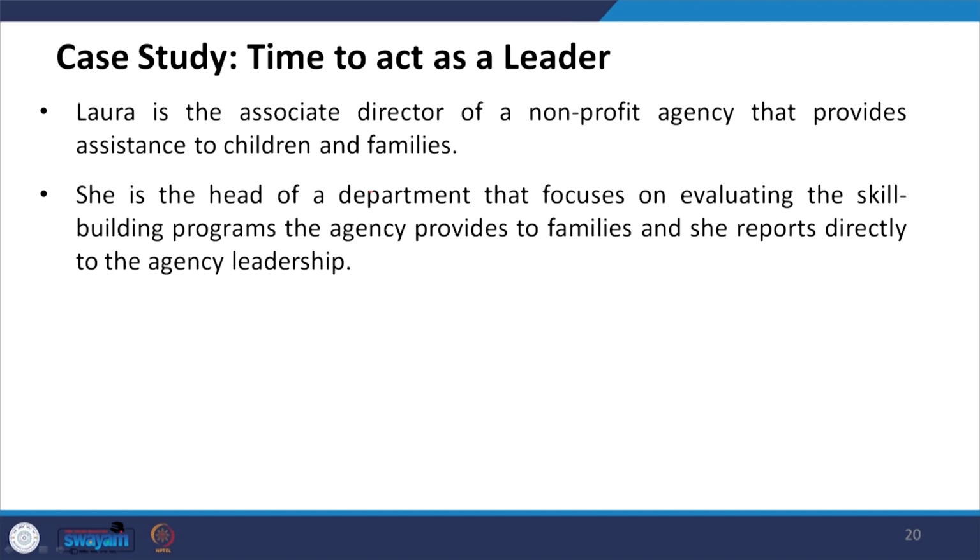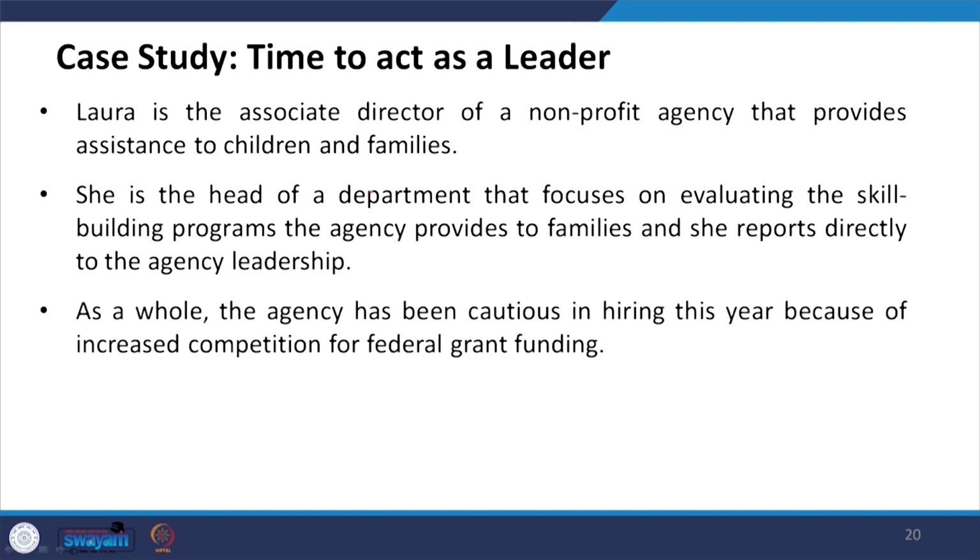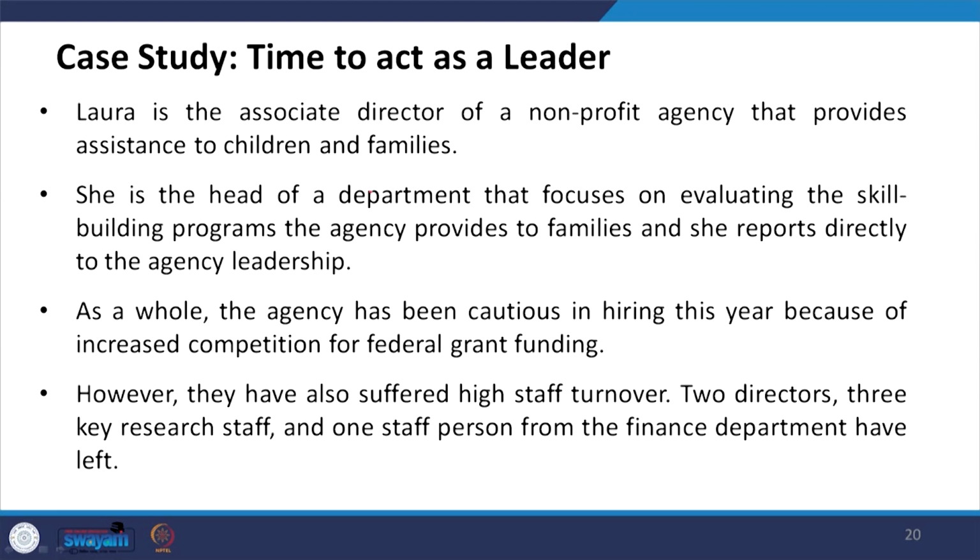So, Laura's particular role is assisting children and families through the agency. In the hiring this year, because of the increased competition for federal grant funding for the skill building programs the agency provides, reporting directly to the agency leadership is becoming important. However, they have also suffered high staff turnover. 2 directors, 3 key research staff and 1 staff person from the finance department have left.